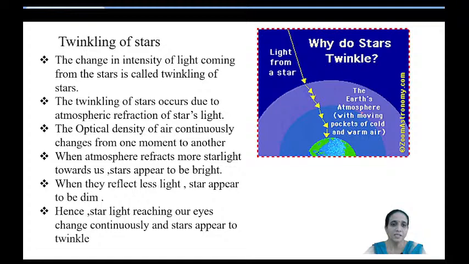The optical density of the air continuously changes from one moment to another. When the atmosphere refracts more starlight towards us, stars appear to be bright. When they refract less light, stars appear to be dim. Hence, starlight reaching our eyes changes continuously and stars appear to be twinkling. Got it? You will see over here the motion of this light that is coming from the star. Continuously and randomly it is changing.